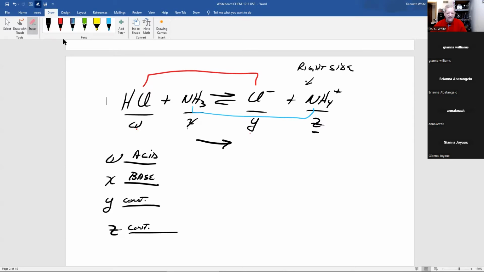And now we look at the other direction, going this way. And if we look at Y going to W, does it gain a proton, hydrogen, or donate it? Well, it goes from 0 to 1, so it's accepted or gained a proton. What's a proton acceptor? A base. And because it's on the right side, it's a conjugate base.